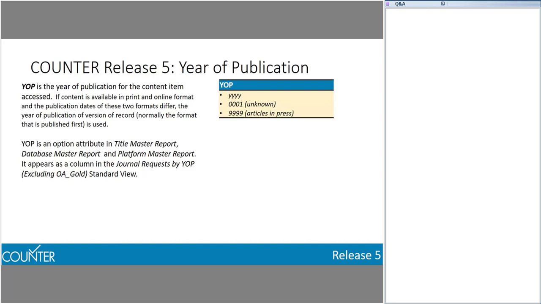And then again, the key use for this is going to be checking usage and then trying to compare that usage against the age of the content, either whether it's in a paid archive or whether it's associated with perpetual access rights or not.